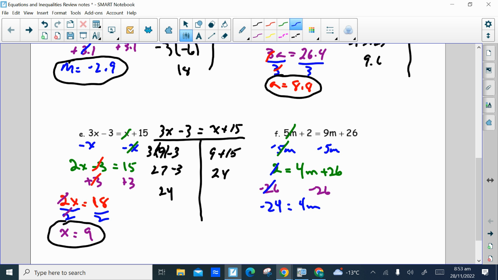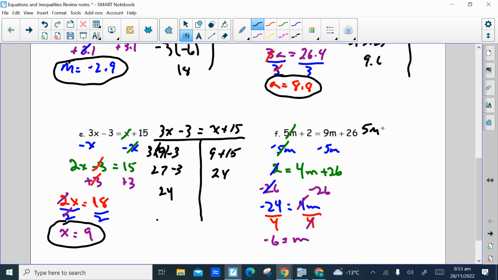So now we'll get the m by itself by dividing both sides by 4. And on the left side, negative 24 divided by positive 4 is negative 6. And on the right side, the 4's cancel, and we're left with m.